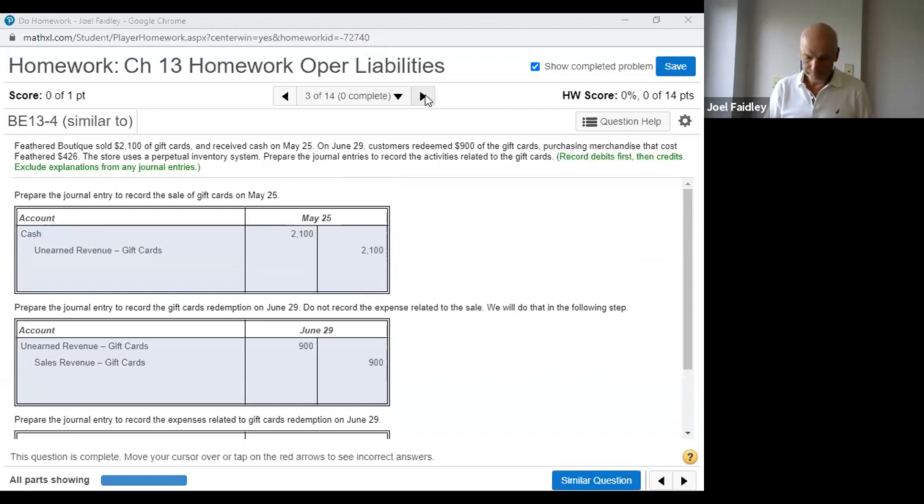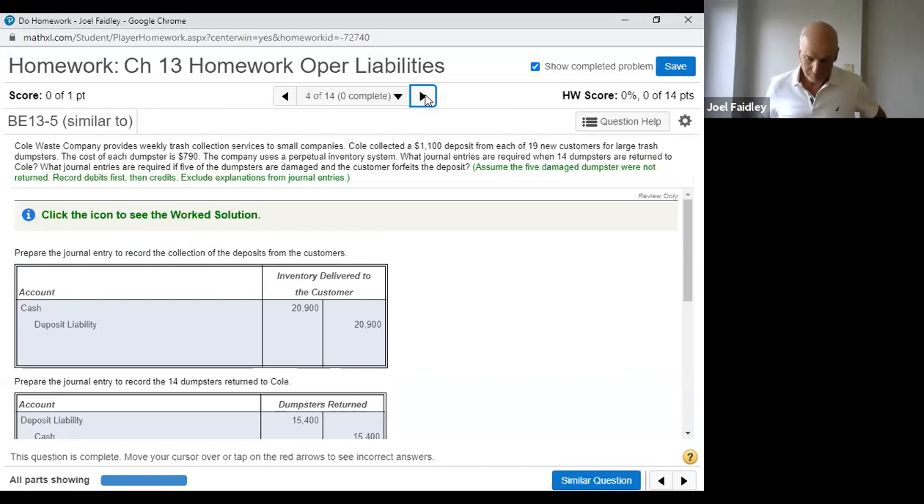Number 4. Here we have another liability, deposit, where we are receiving cash collected for these trash dumpsters that are being not sold, but loaned to people, and hopefully they won't destroy them. And so the initial deposit, $1,100 for 19 customers, is $20,900, right?